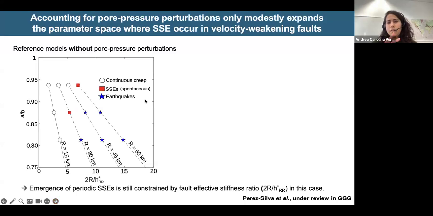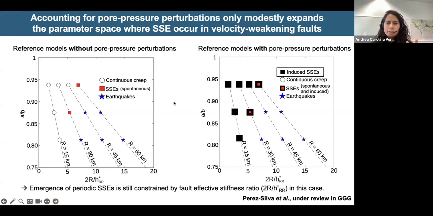So just to get an idea of what changed when we imposed the perturbation, this is the original diagram where SSEs were only found in these two cases. But after imposing the pore pressure perturbation, we see a very modest increase in the parameter space where slow slip events occur, that I highlight here with these black squares. So imposing pore pressure perturbations in velocity weakening faults could increase the parameter space, but it doesn't make a very big difference, and it still wouldn't account for the widespread observations of slow slip events.